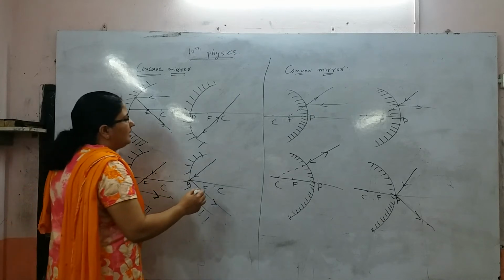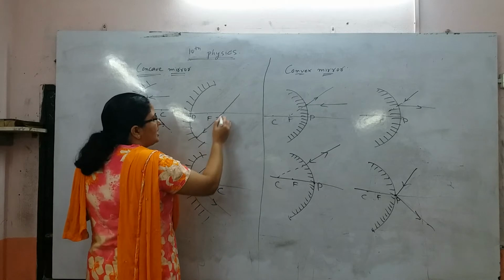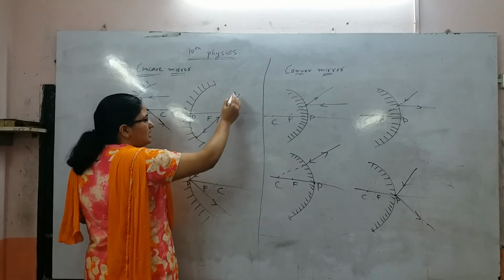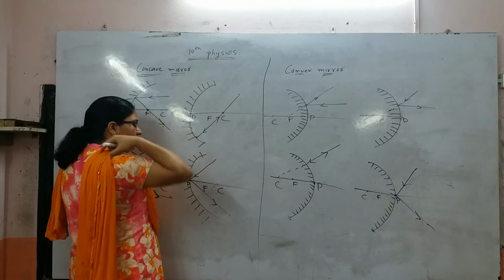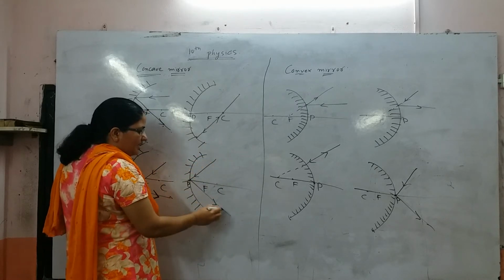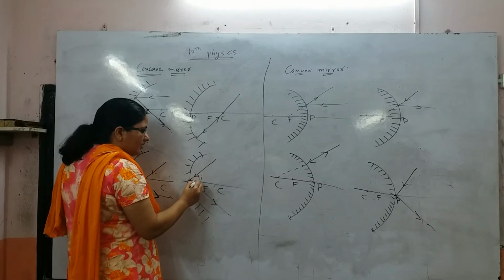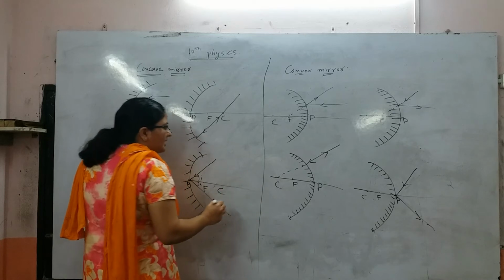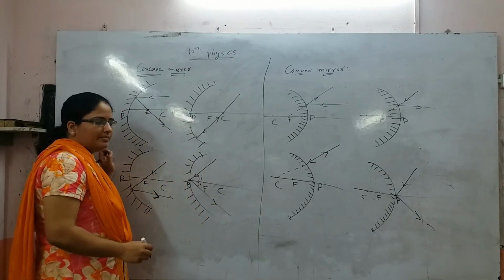Third rule, whenever a ray passes through the center of curvature, it gets reflected in the same way, that is, it bounces back. And whenever a ray is incident on the pole, it comes back in such a way that the angle of incidence is equal to the angle of reflection. Here the principal axis becomes the normal.